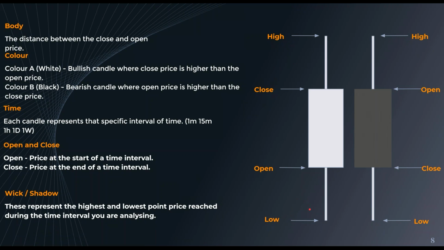Now they don't always exist. Why is that? Well, the open can be the same as the low, and the close can be the same as the high on a bullish candle, and on the bearish candle the other way around. So if it opens at the highest price in that time interval, then obviously there's not going to be a tail. Same with the close and vice versa on a bullish candle.